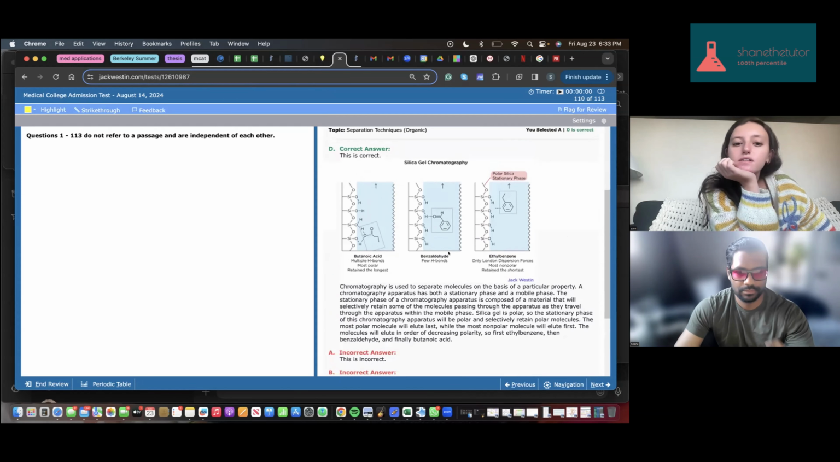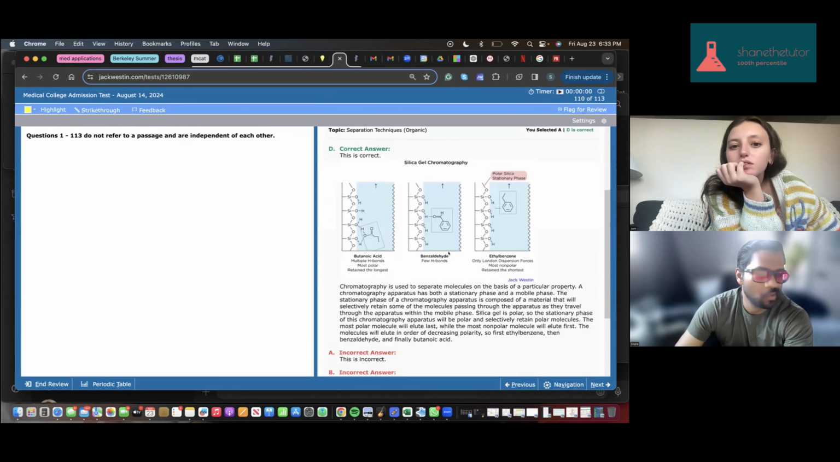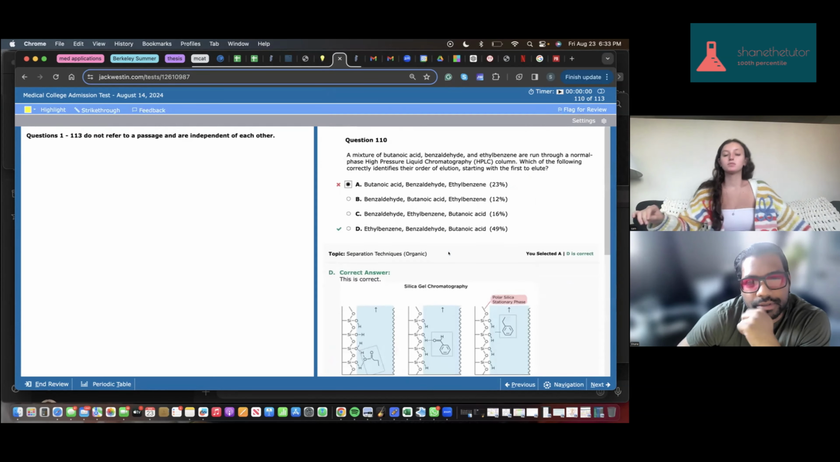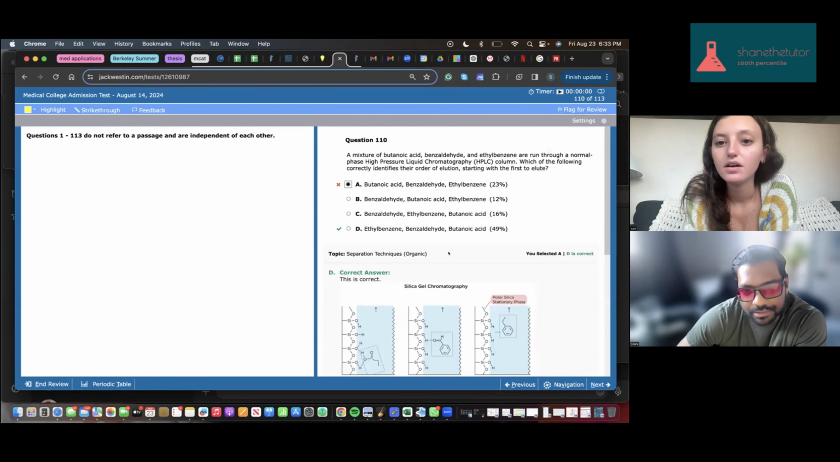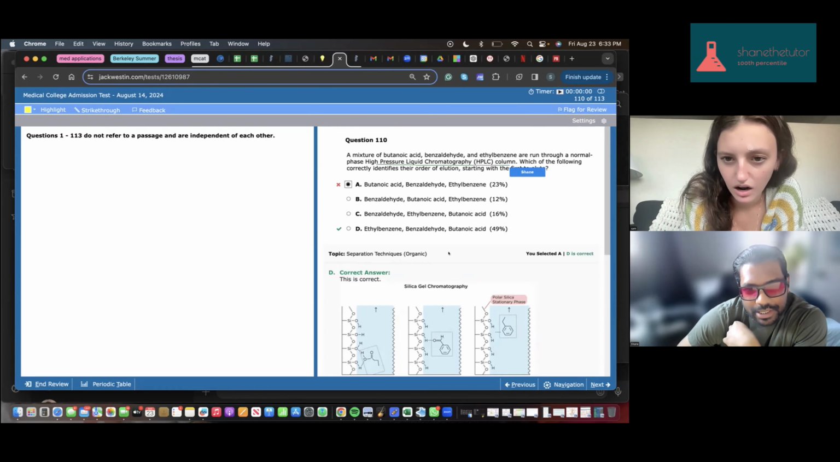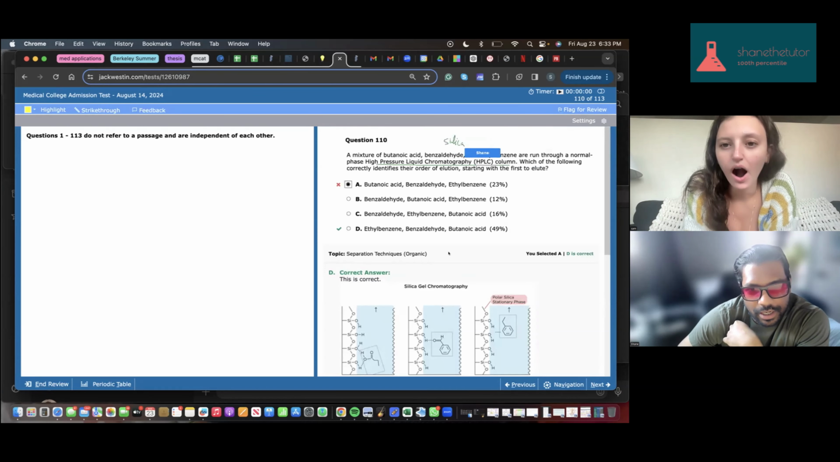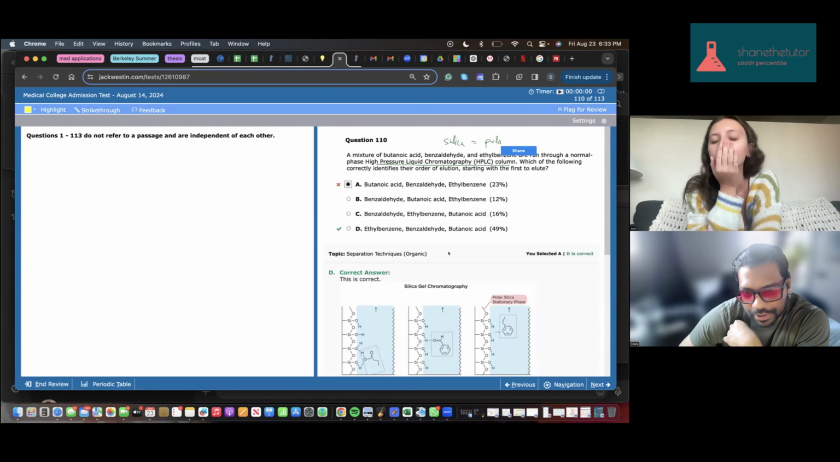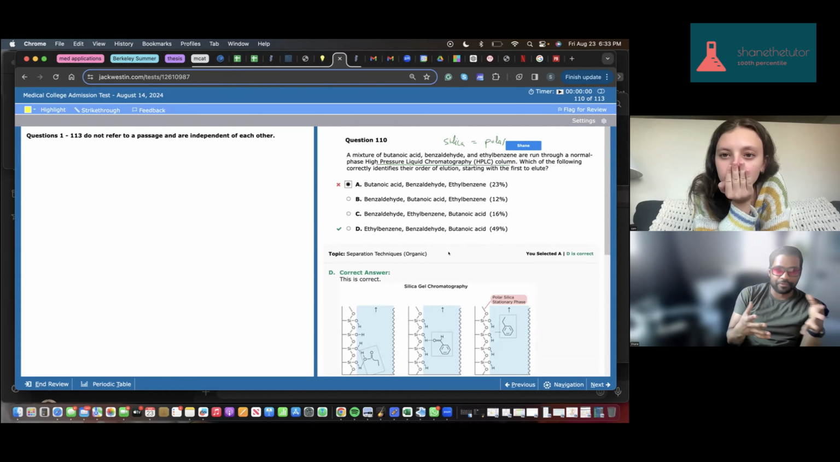They don't tell us here, which is kind of annoying, but this uses silica as its stationary phase, which is polar. And you know how chromatography in general is a separation technique that separates things based on some property, like mass, charge, or size. It's based on their affinities for the stationary phase.